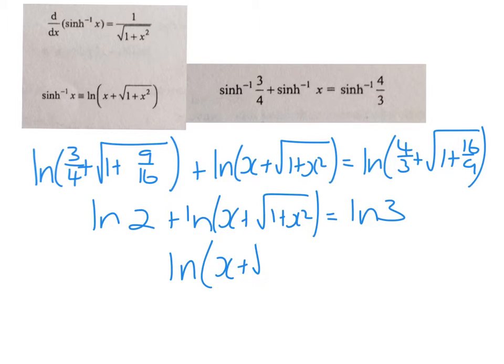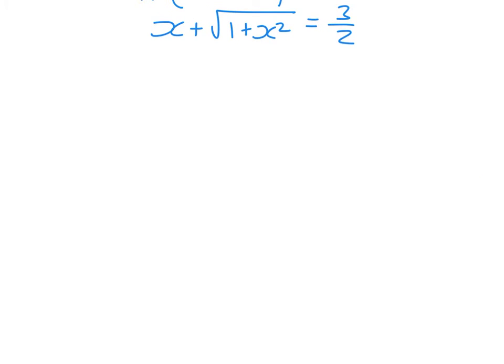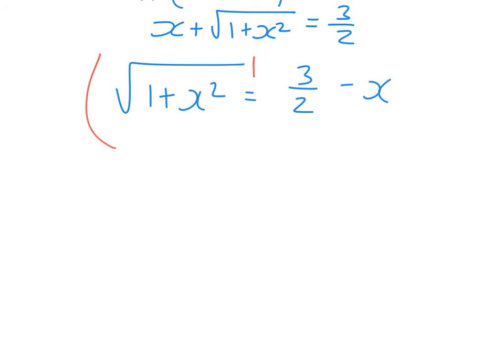We're going to be subtracting, and whenever we subtract logs, we can just divide the terms, so that's 3 over 2. So that gives me x plus the square root of 1 plus x squared equals 3 over 2. We now have an equation to solve, so I'm going to isolate the square root, and then that allows me to square both sides.